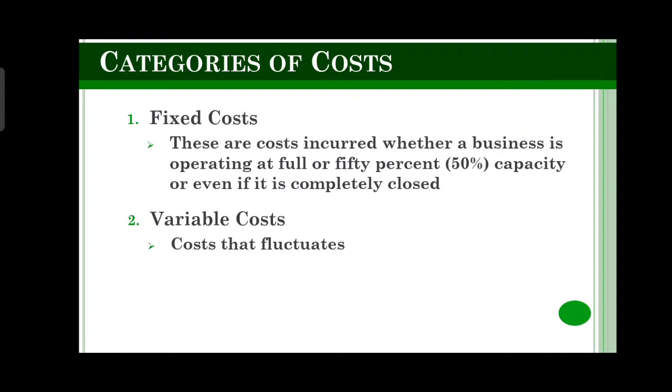Ang variable cost, these are the costs that fluctuates or these are usually the costs nga related sa production capacity. If dako ang production, dako ang cost kay dako mag raw materials ang imong ma-incur. If gamay ang production, gamay ra pud ang cost. Same as with the utilities. Taas ang kuryente, if taas ang consumption, no? So those are variable costs or costs that fluctuates.